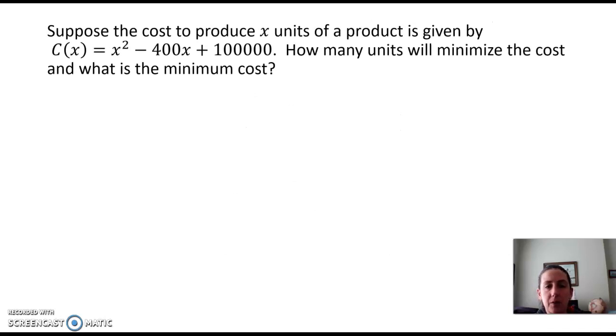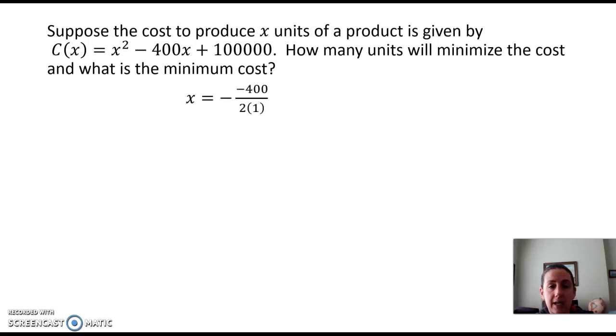Suppose the cost to produce x units of a product is given by x squared minus 400x plus 100,000. How many units will minimize the cost? And what is the minimum cost? Look here, we have a parabola. The a value is positive, so it's going to be a smiley face parabola. The minimum is going to be right here at the bottom of the U, which is the vertex. So when you're looking for the minimum, you're looking for the vertex.